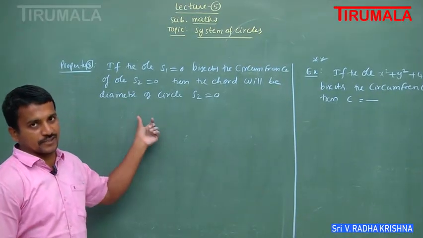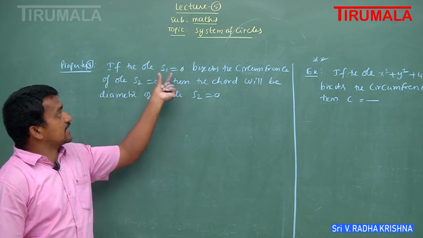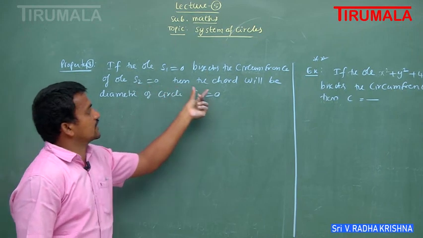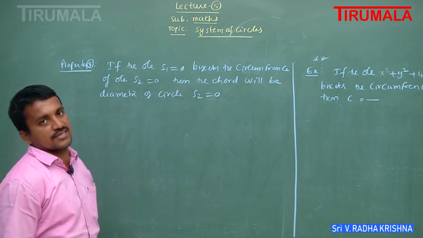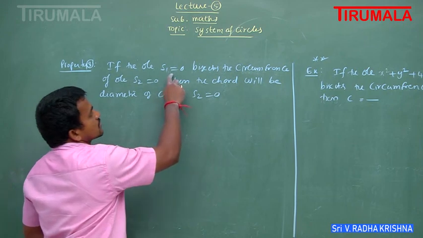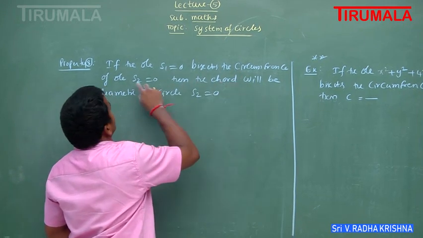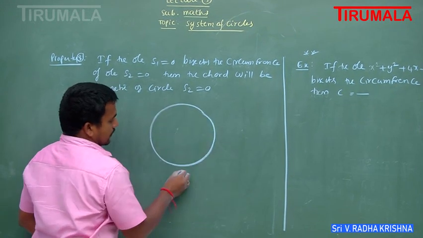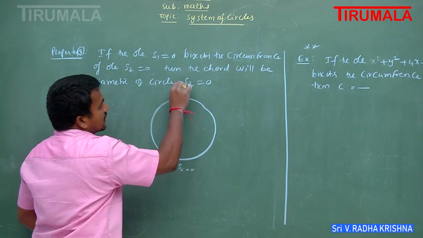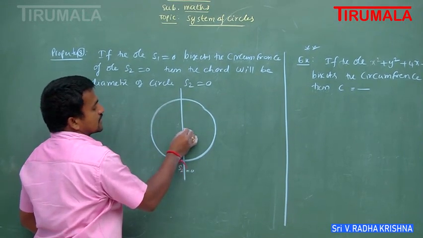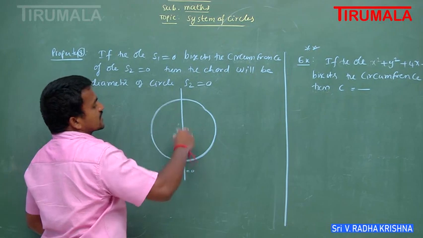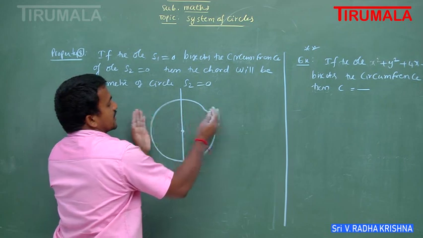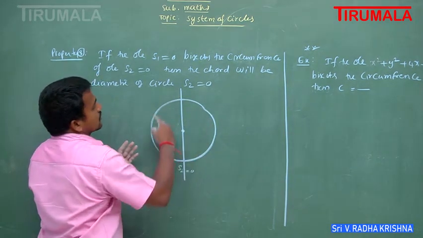Okay, the next property is very important for objective questions. If the circle S1 equal to 0 bisects the circumference of the circle S2 equal to 0, then the common chord will be a diameter of the circle S2 equal to 0. Suppose this is the circle S2 equal to 0; this is its diameter. The diameter bisects the circumference into two equal parts, because the diameter passes through the center of the circle, dividing it into two equal parts.